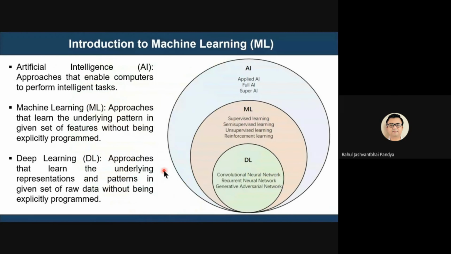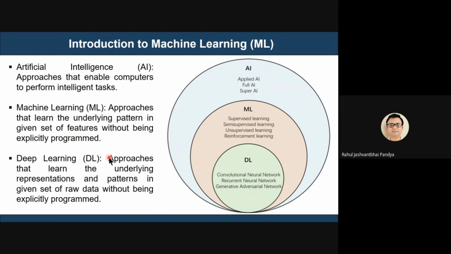Artificial intelligence is an approach which enables computers to perform intelligent tasks, right? Where computers are able to mimic human behavior and perform some sort of intelligent tasks. Whereas machine learning approaches to learn the underlying pattern in the given data, or in the given features, without being explicitly programmed. There are several types of machine learning, such as supervised machine learning, unsupervised machine learning, semi-supervised machine learning, reinforcement learning, etc.